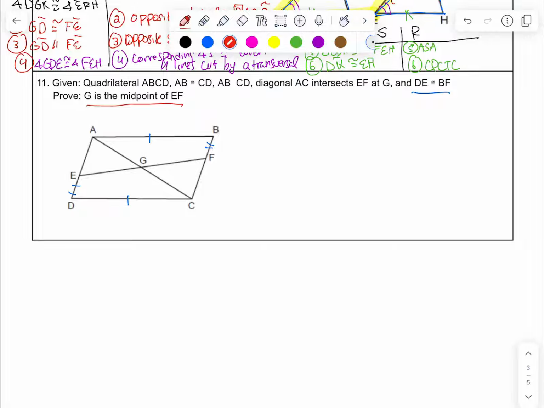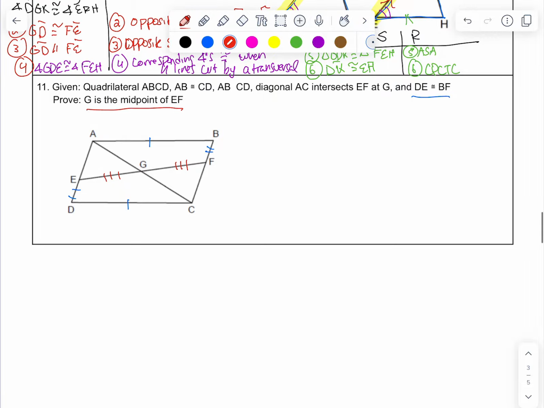So to prove G is the midpoint of EF, let's work backwards. If G were to be the midpoint of EF, it would split EF into 2 equal parts, EG and GF. EG is the side of this triangle, and GF is the side of this triangle. So if we prove these 2 triangles congruent, we can CPCTC EG and GF, and then we can prove that G is the midpoint if we show it's being split equally.